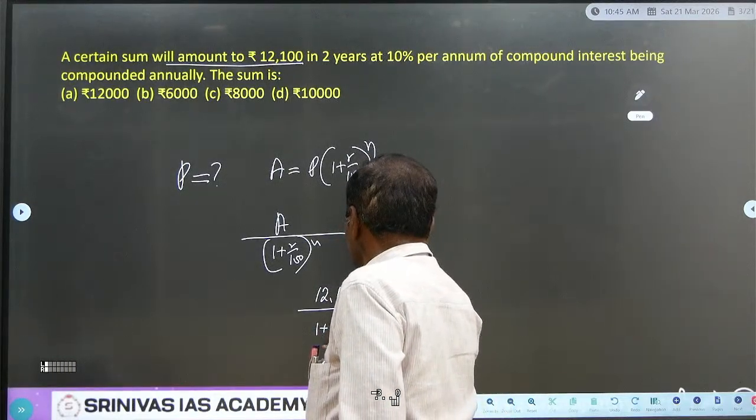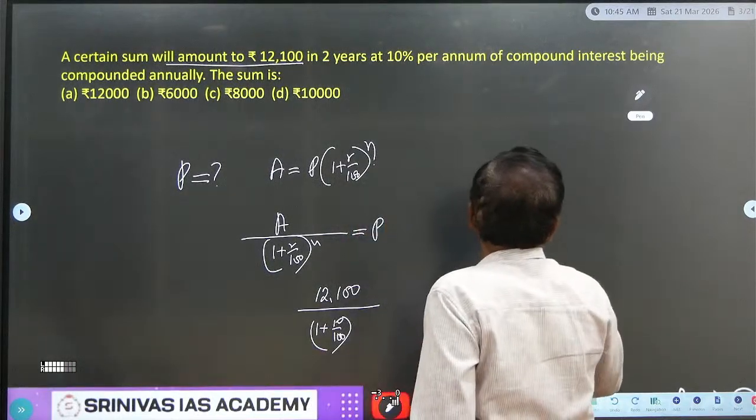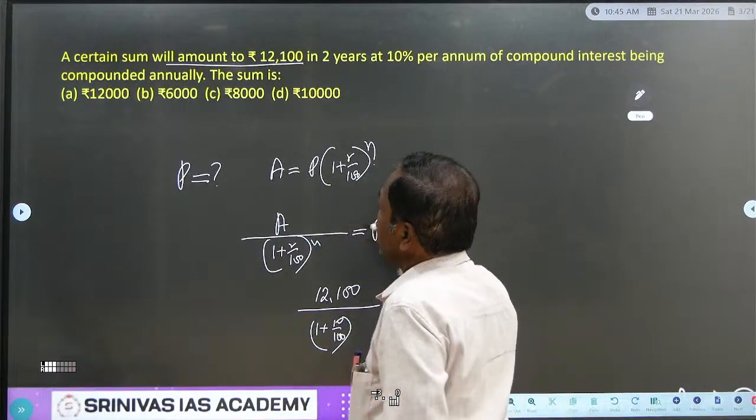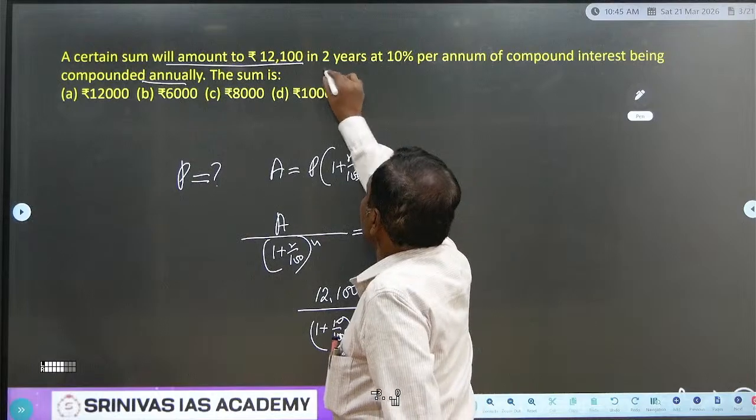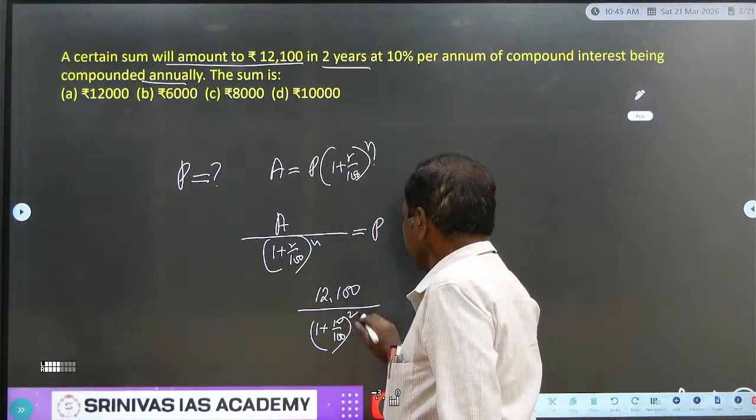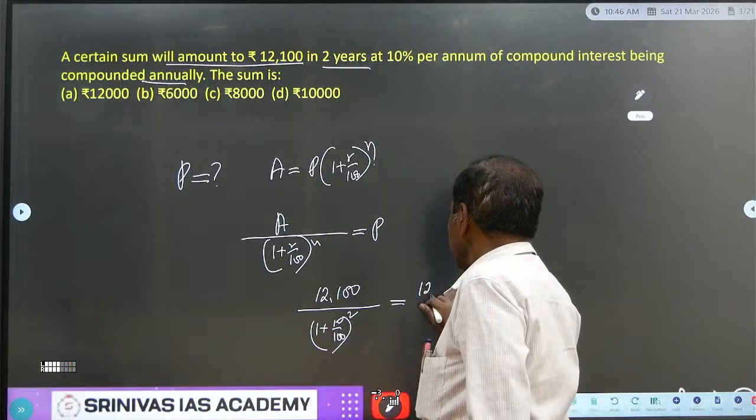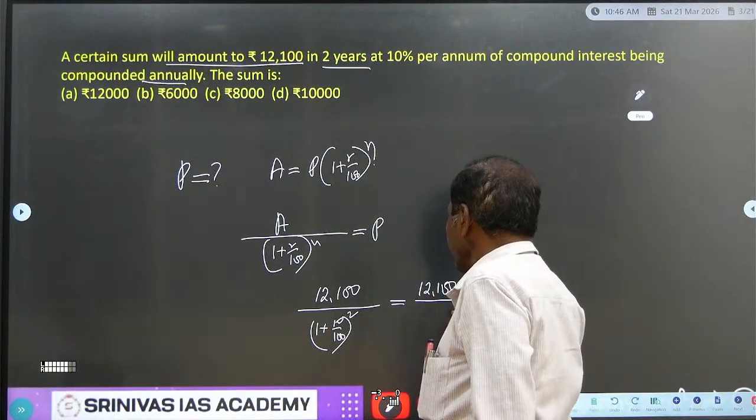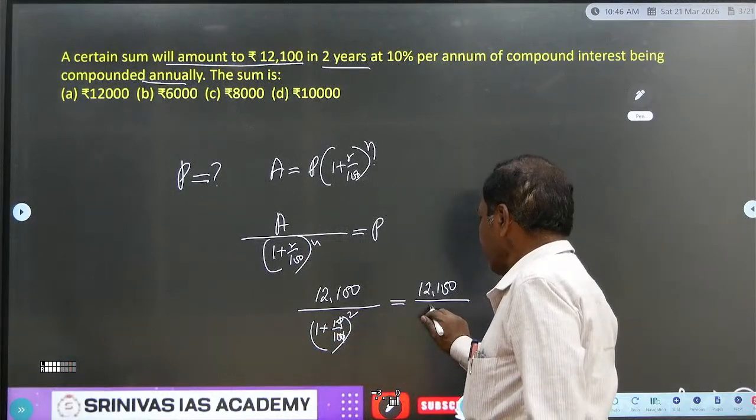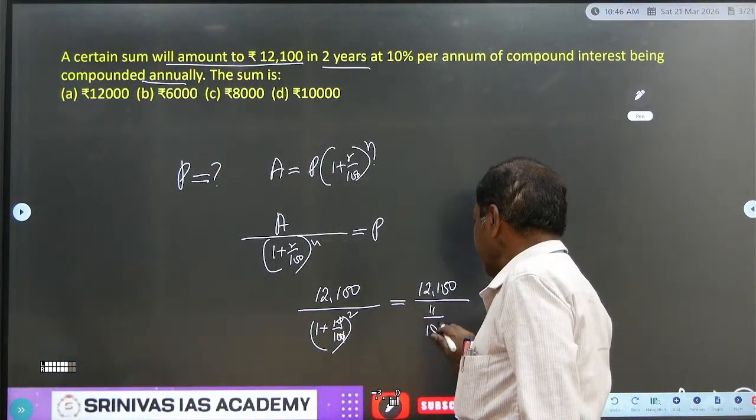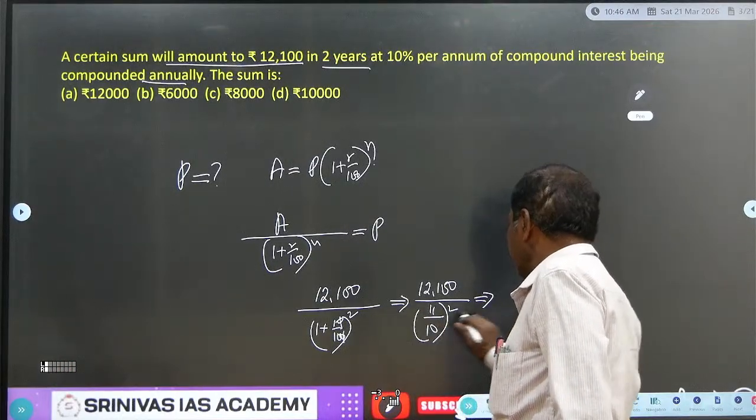10%. Compounded annually. For how many years? 2 years. So n is 2. Then what is the next step we can take? 12,100 by 11 by 10 whole square. The zeros can get cancelled also. What is the next step we can take?